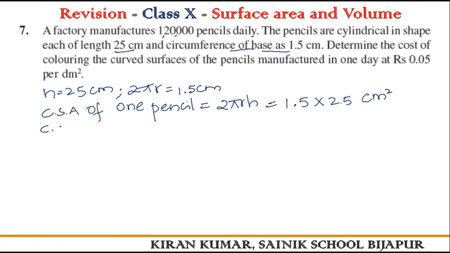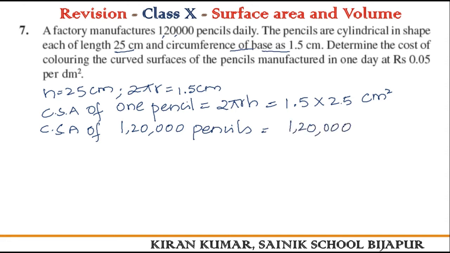So the curved surface area of 1,20,000 pencils will be equal to 1,20,000 to be multiplied with 1.5 into 2.5, and we get it in terms of centimeter square. This we need to convert in decimeter square. So I can divide it by 10.